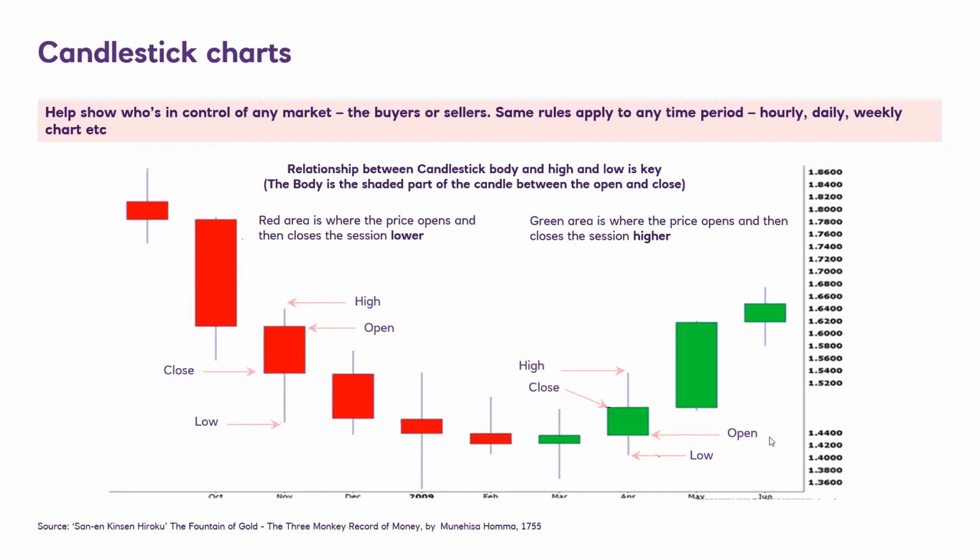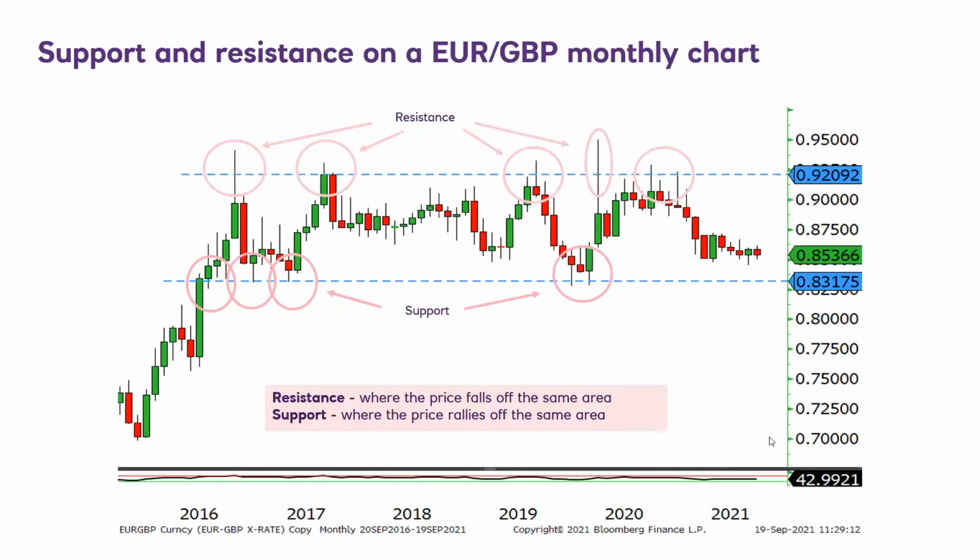Moving to the next slide, we're going to also talk about something called support and resistance. Here is an example on a euro sterling monthly chart. For 4 years, we can see that the market fell and bounced off the same levels. While price is contained by the top side in those circles, we call it resistance. And when price finds a base on the bottom line, we call it support.